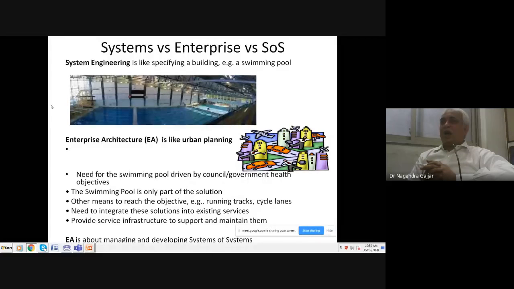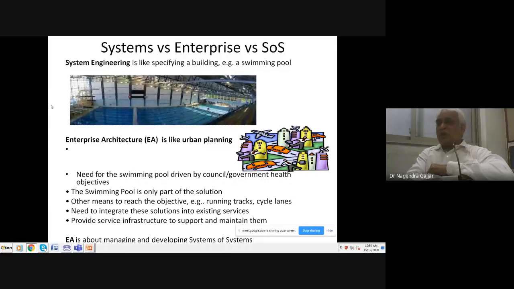So that's how the things are being narrated, how the things are being incorporated to achieve one specific goal. So that's what we call systems engineering. Whereas the enterprise architecture, EA, is like urban planning, right? So we have a number of different systems. We have a number of different aspects to be carried forward, and we need to support them. So that's what is being referred to as enterprise architecture.